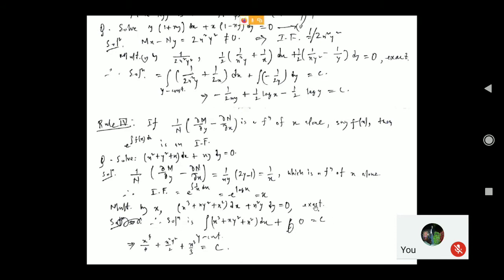So this exactness step you have to show. I have not written it here. You have to show that this equation is exact. del M by del y equal to del N by del x. The condition is satisfied. So this is exact. Therefore, the solution is this.